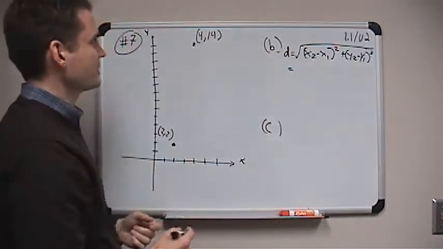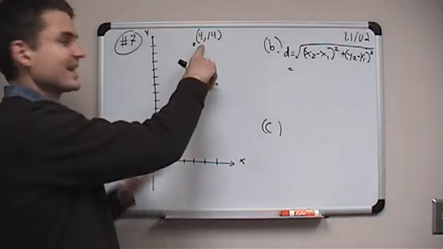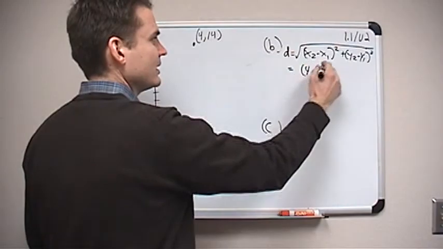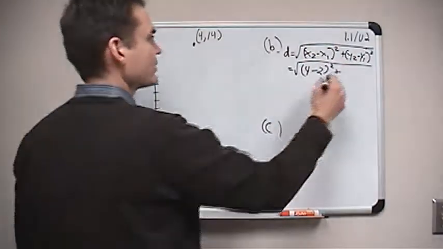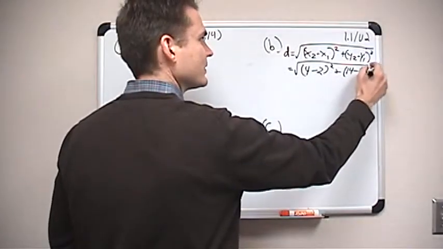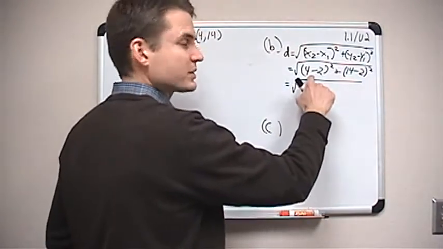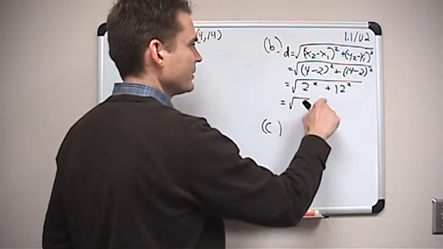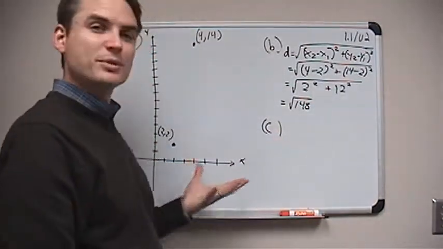Okay, so I'm going to start putting the numbers in here. x2 minus x1. Well, if this is my second point and this is my first, I'll take the second x-coordinate, which is 4, and subtract the first x-coordinate, which is 2, and square that. And then to that I will take the difference of the y-coordinates. So 14, that's my second y-coordinate, minus the first y-coordinate, which is 2, square that. And the whole thing is under the square root sign. Well, this is the square root of 2 squared plus 12 squared, which is the square root of, I believe, 148. Okay, so that's the answer. Whatever that number is, that's the distance between these 2 points.